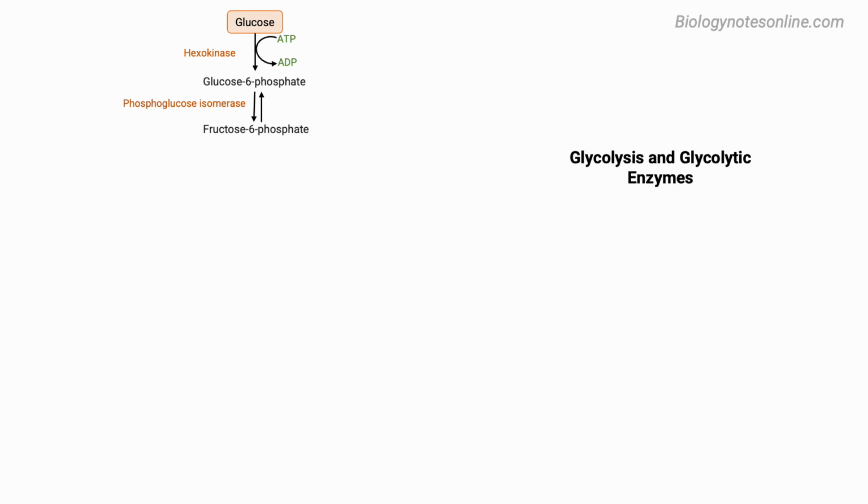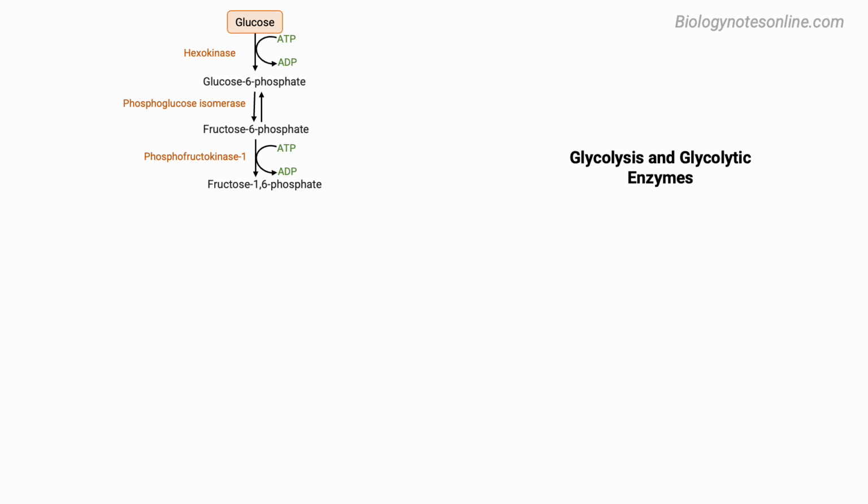Fructose 6-phosphate is then phosphorylated again to form fructose 1,6-bisphosphate. This reaction is catalyzed by the enzyme phosphofructokinase 1. This is a key regulatory step in glycolysis.